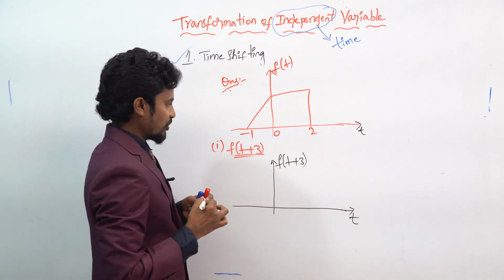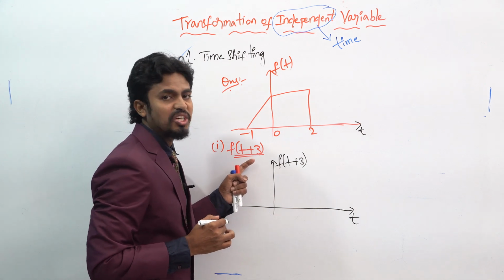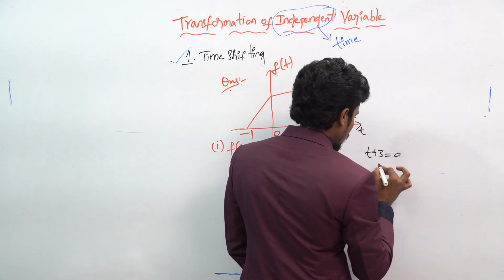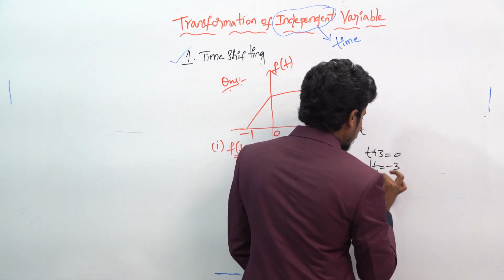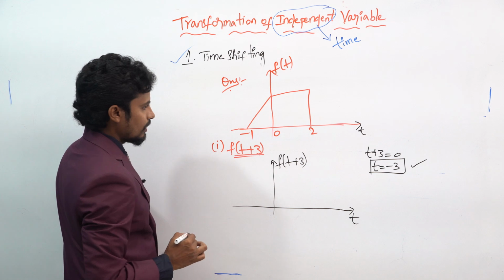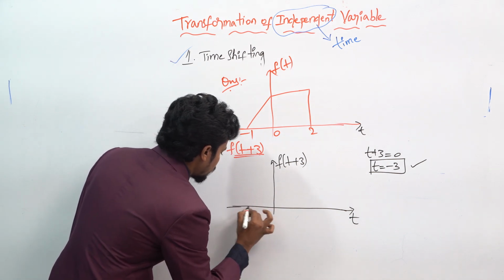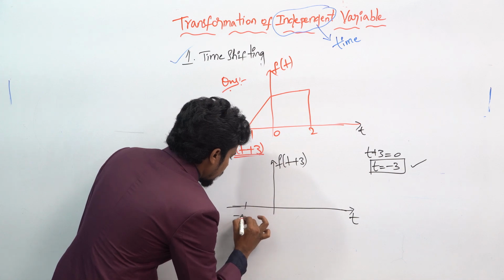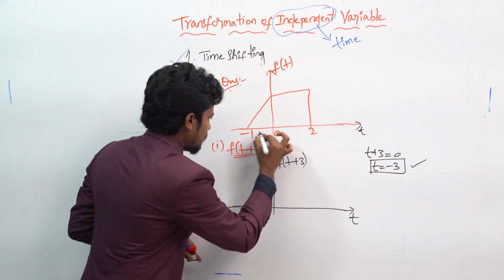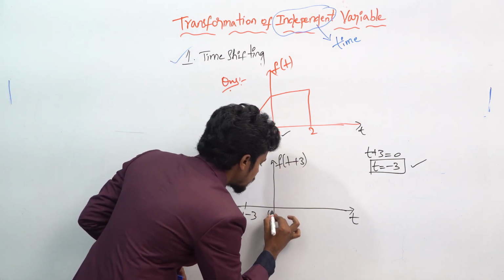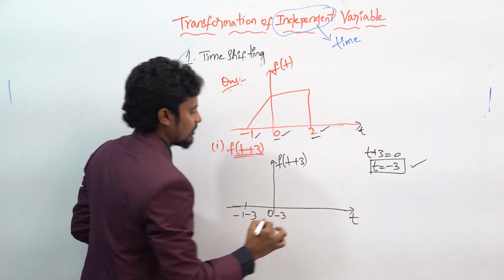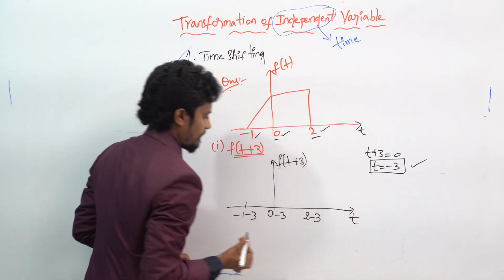The first step is to take the bracket value equal to 0. That means t plus 3 equals 0. T is equal to how much? T is equal to minus 3. That means here we have to put minus 1 minus 3, and next 0 minus 3, and next 2 minus 3.